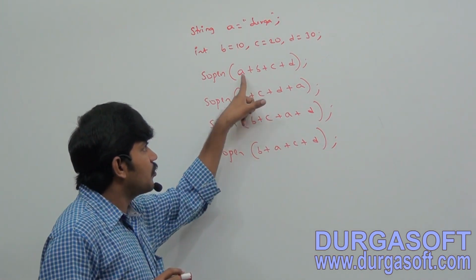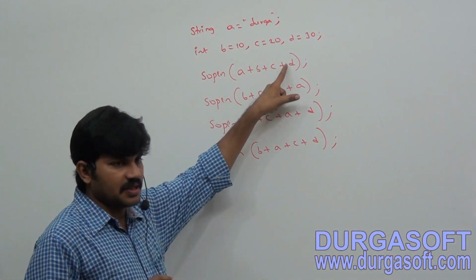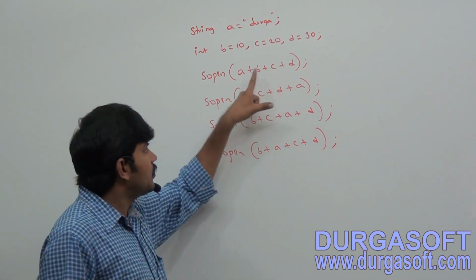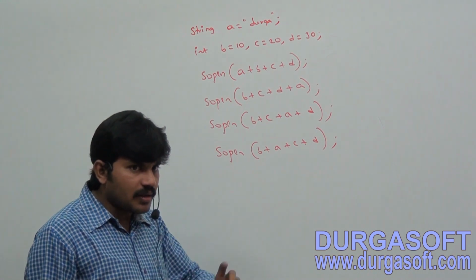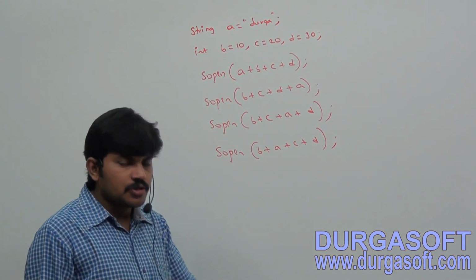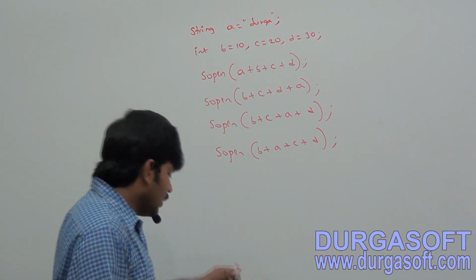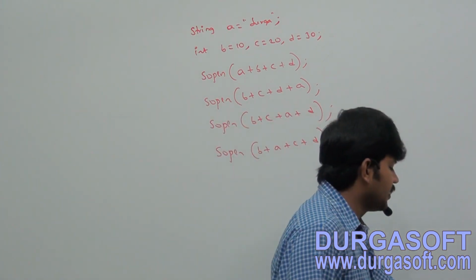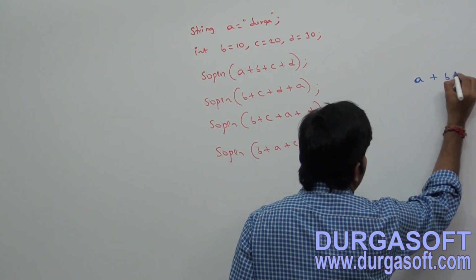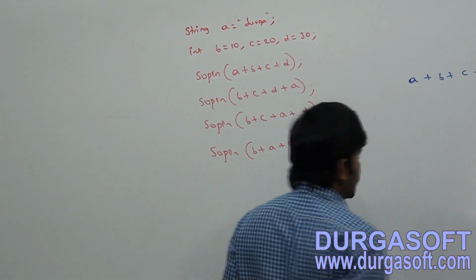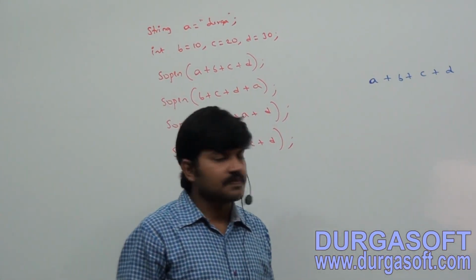So let me talk about the first one, A plus B plus C plus D. Some people are going to feel Durga 60 is the answer. Some people are going to feel Durga 10, 20, 30 is the answer. So which one is correct? Now let me explain in a bit more detail. A plus B plus C plus D.